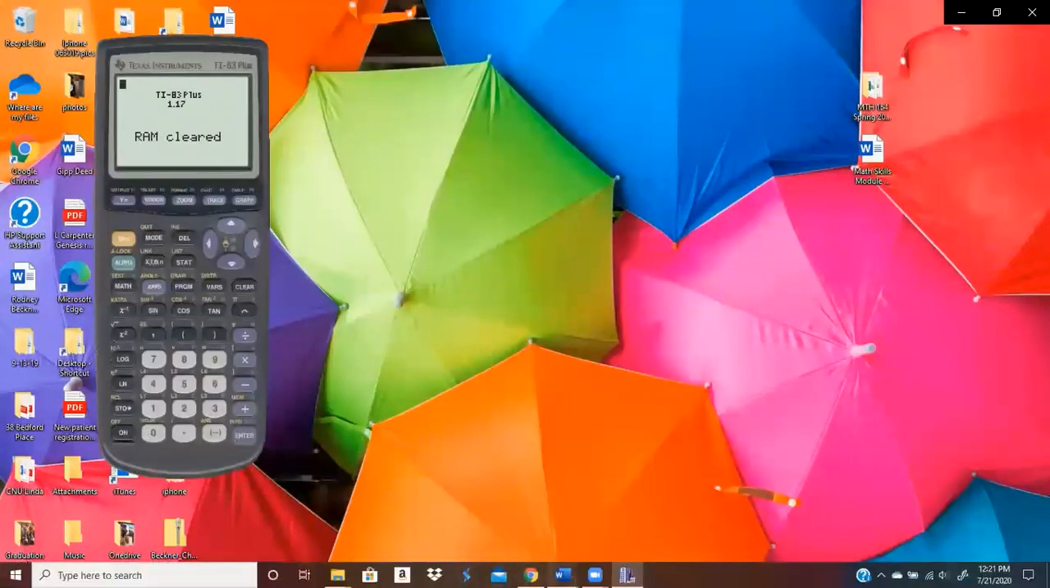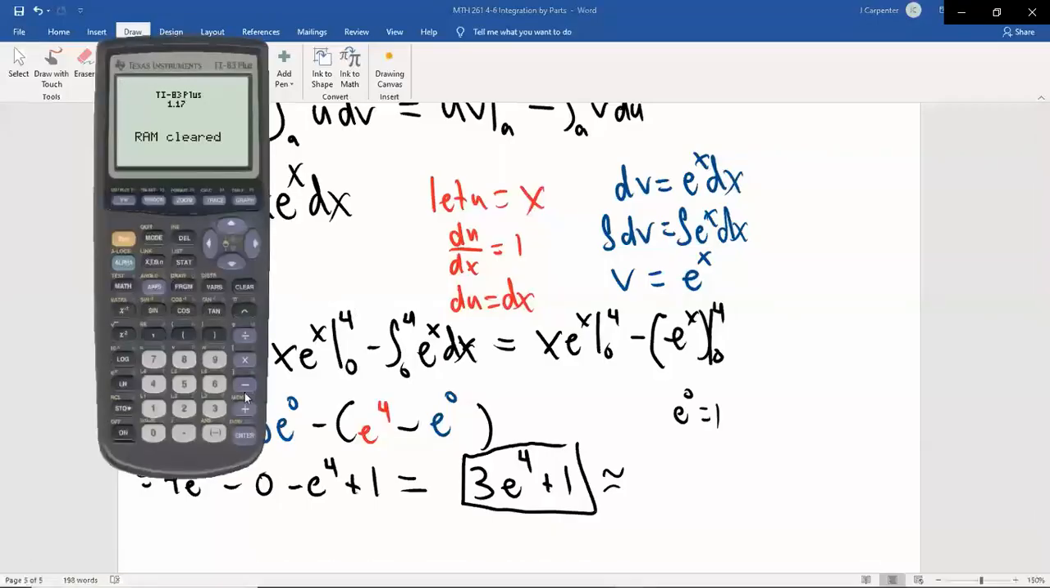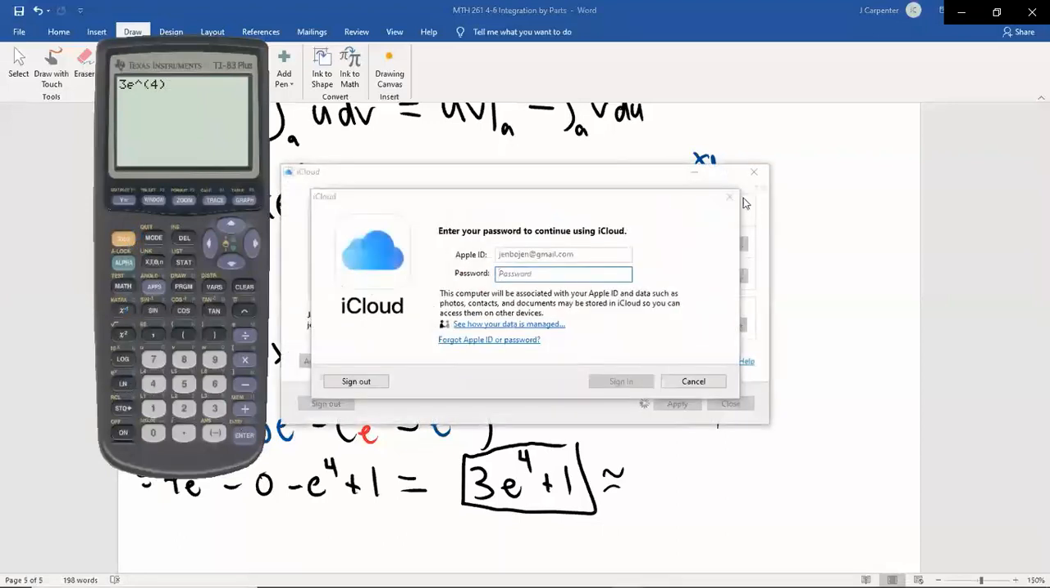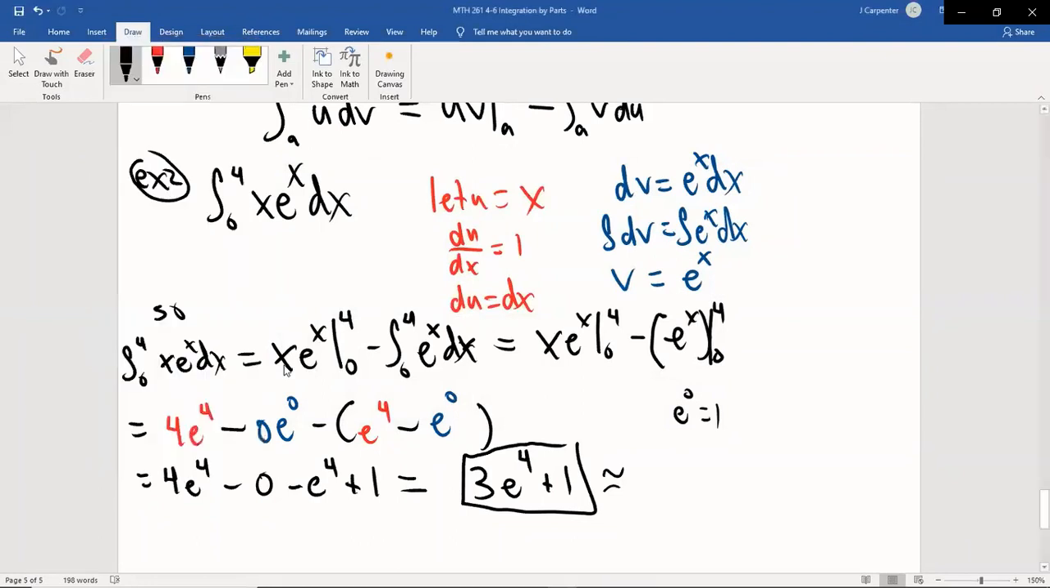So that problem was 3 e to the 4th, so 3 e with an exponent of 4, or you can make the exponent yourself. Close the parentheses, then minus 1, plus 1. And we get 164.79, so let's round to the nearest tenth, so 164.8. Or if you round to the nearest whole, about 165.